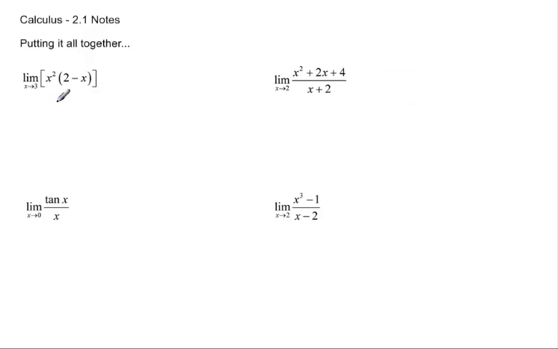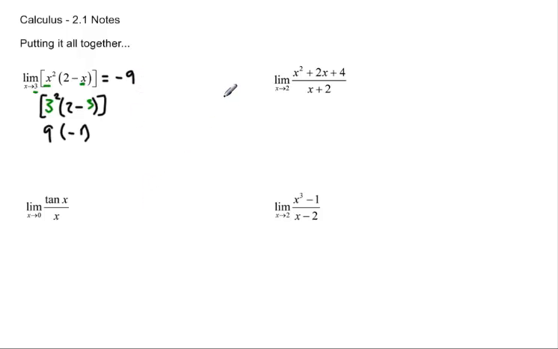Let's just take this first guy. We've got a polynomial function, and we're looking at when x approaches 3. That means anywhere we see x, we put a 3 in for that x. So my problem becomes 3 squared times 2 minus 3. Now, this we can do. This is not hard math here. 3 squared is 9. 2 minus 3 is negative 1. So the limit, as we do all of this, is going to be negative 9.